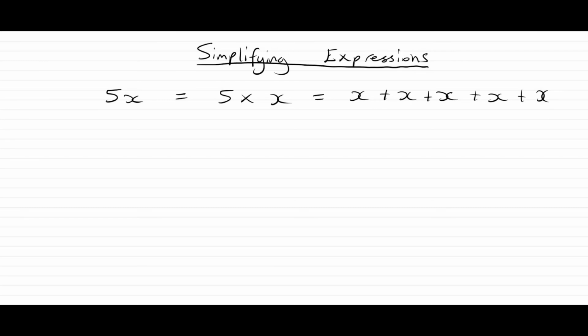X plus x plus x plus x, 5 times. 1, 2, 3, 4, 5. But that's a bit tedious. And if you have something like 452x, you may not get this, but you could. I don't expect you to do x plus x plus x 452 times, because no one's really got time for that, to be honest. So you just write 452 times x, okay?